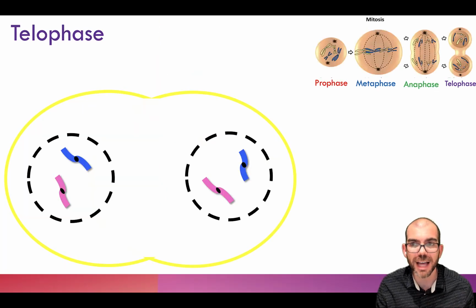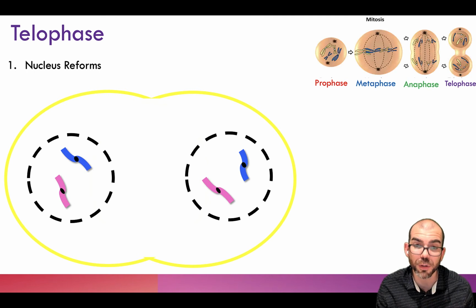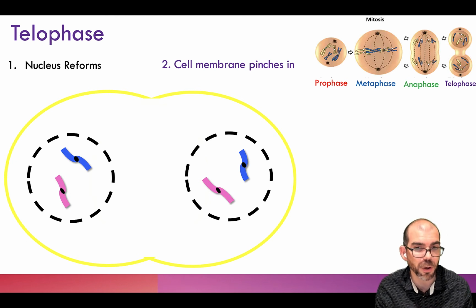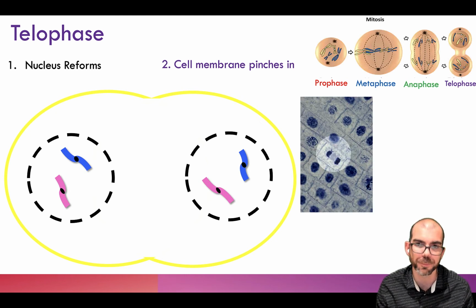So now we're at our last phase, telophase. With telophase, you can see now the nucleus is beginning to reform, and the cell membrane is beginning to pinch in. We don't have 2 complete cells yet, though, because they're still sharing cytosol, but we're getting very close. And here it is under the microscope. You can see they're fully moved to the opposite side and beginning to reform their nuclei.